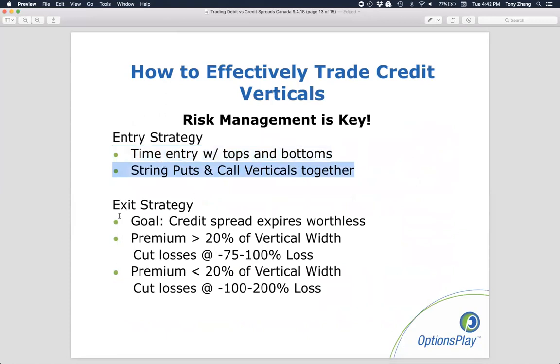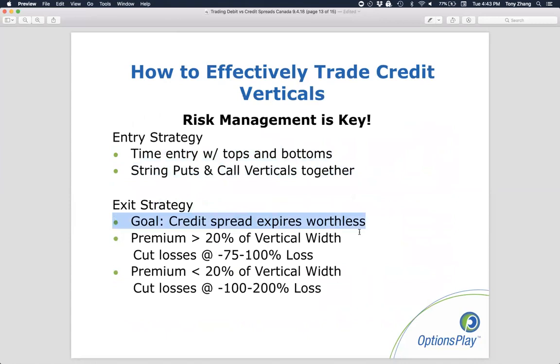The difference between credit and debit spreads is that your exit strategy is completely different, because when you're trading credit spreads, the goal is to actually let the credit spread expire worthless. So you actually want to hold these to expiration, and the goal is that they expire worthless and you keep the whole credit that you received up front.